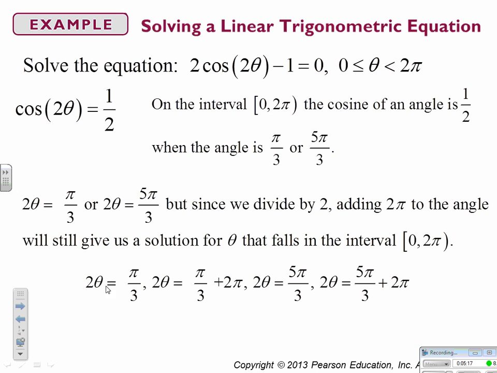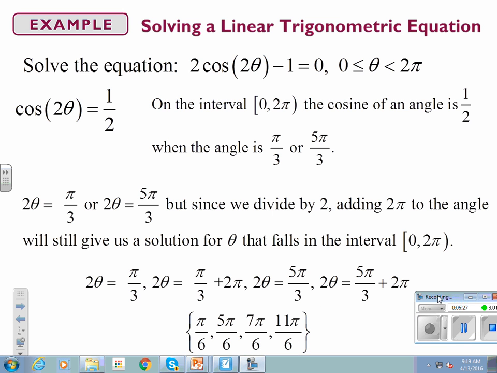So since this 2 theta doubles our frequency, we have to account for the cosine of 2 theta equaling 1/2 twice between 0 and 2 pi. So we have it here, 2 theta equals pi over 3, and 2 theta equals pi over 3 plus the 2 pi, because it'll cycle through twice.